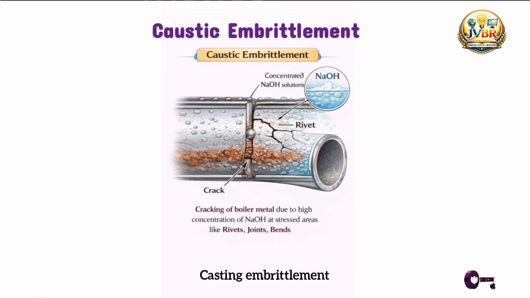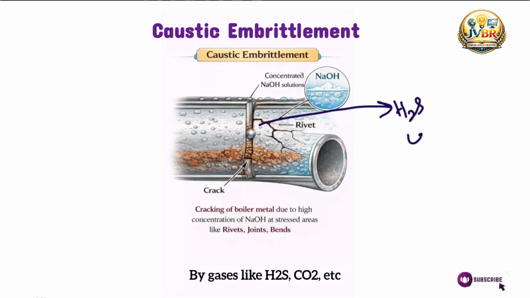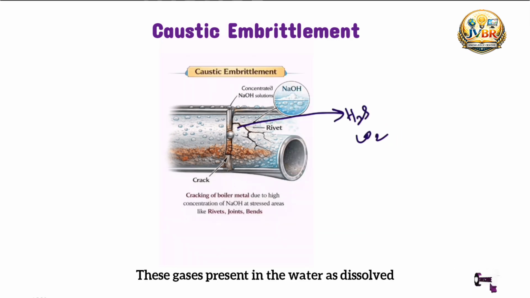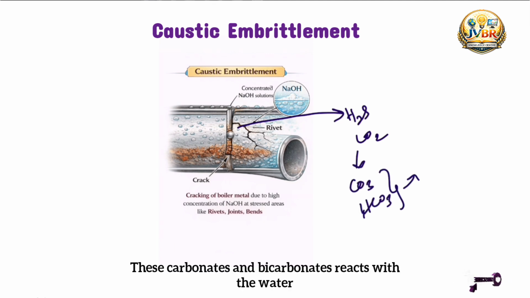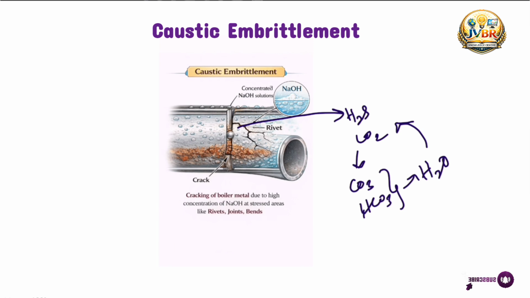Caustic embrittlement. The phenomenon of cracking of metal by gases like H2S, CO2, etc. is called embrittlement. These gases are present in the water in a dissolved state like carbonates and bicarbonates. These carbonates and bicarbonates react with the water and produce embrittlement causing gases.